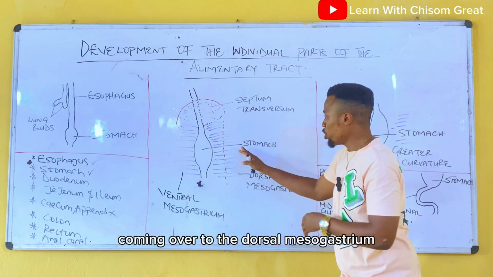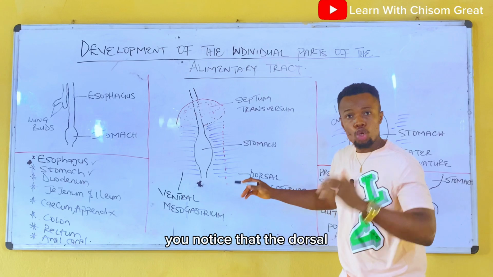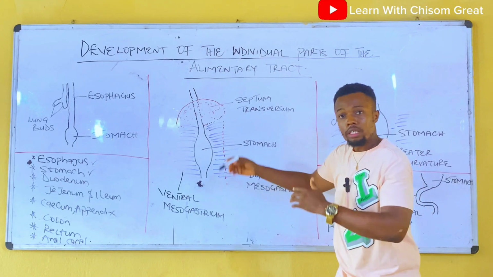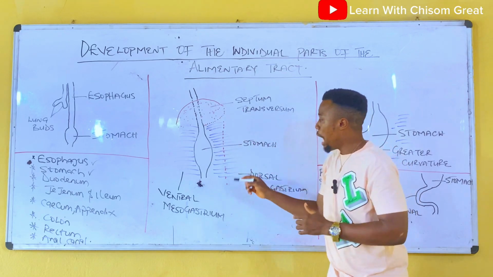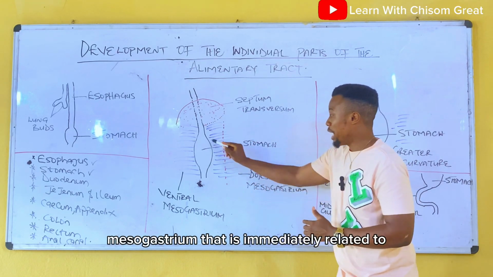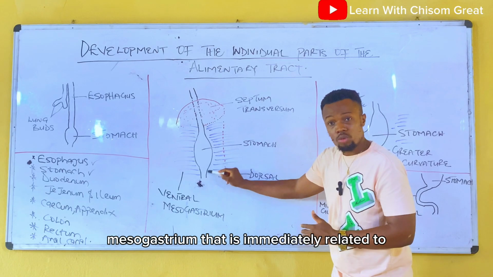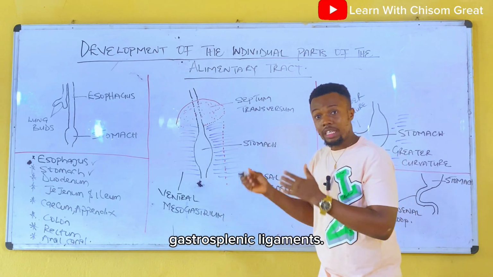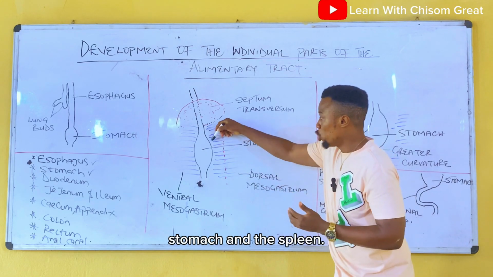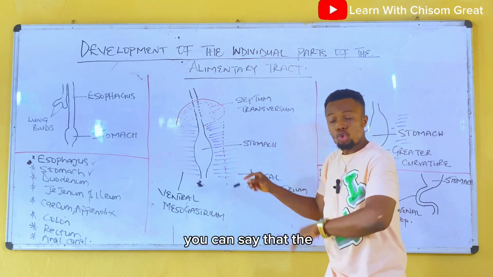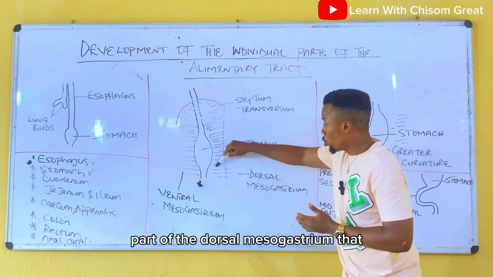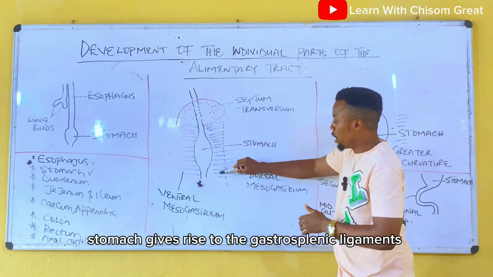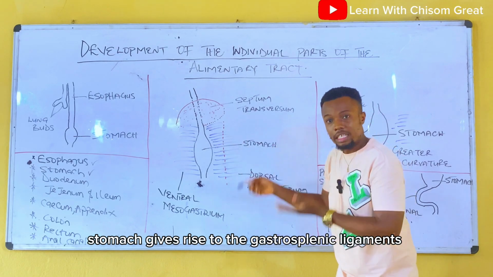Then coming over to the dorsal mesogastrium, you notice that the dorsal mesogastrium is divided. It came to divide at a point, and the part of the dorsal mesogastrium that is immediately related to the stomach gave rise to the gastrosplenic ligament. That is the ligament between the stomach and the spleen. So you can say that the part of the dorsal mesogastrium that lies between the spleen and the stomach gave rise to the gastrosplenic ligament.